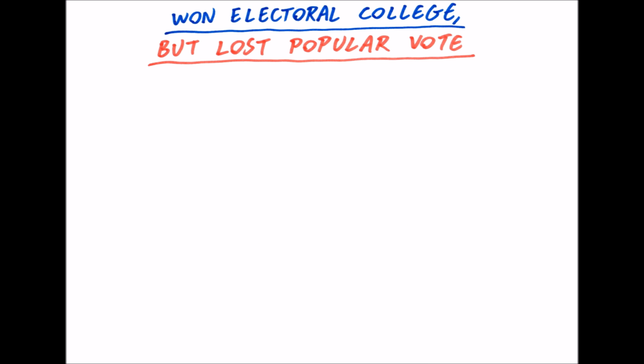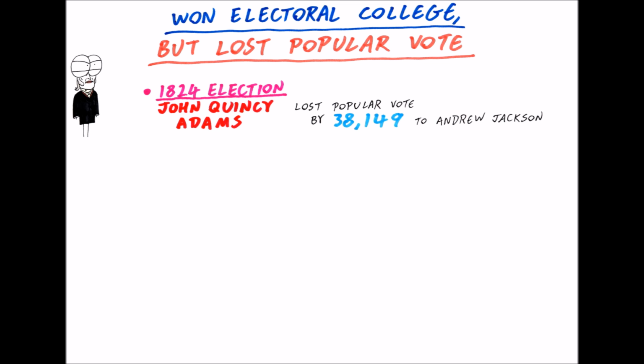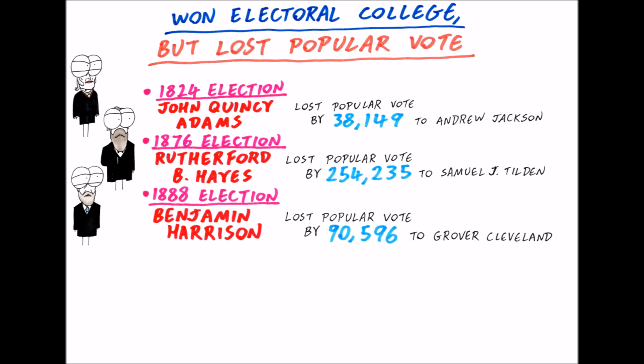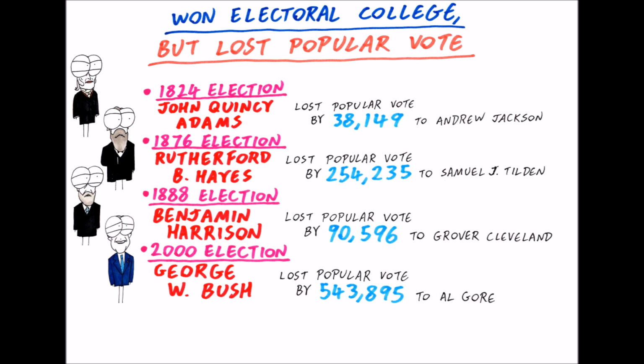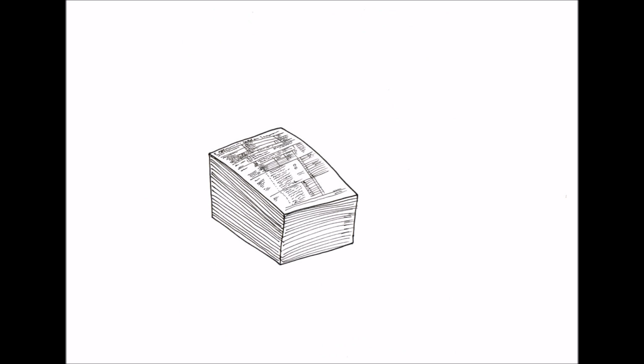Presidents who won the Electoral College vote but lost the popular vote were John Quincy Adams, Rutherford B. Hayes, Benjamin Harrison, George W. Bush and Donald Trump. And the only modern president to not release information about their taxes... No, I'm not going to touch that.